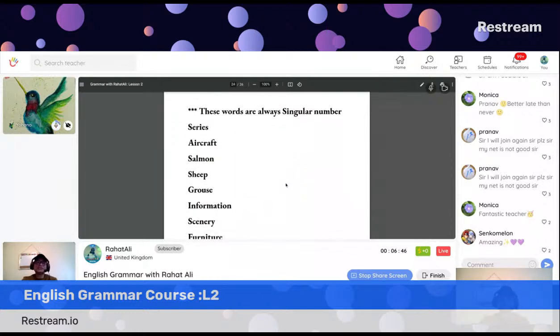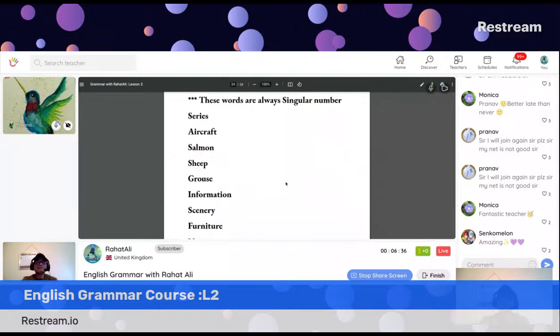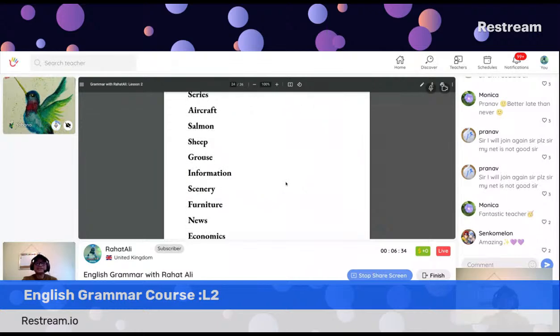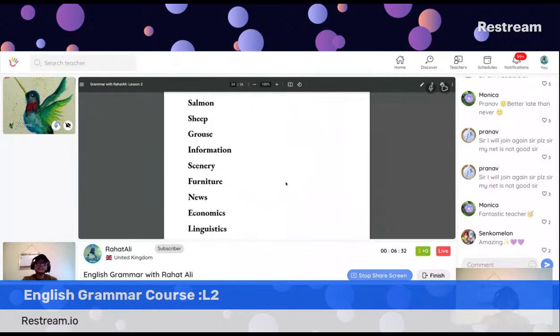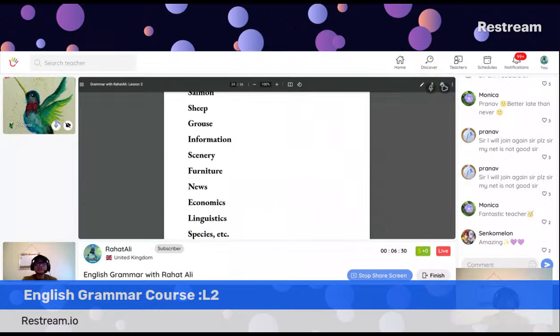Remember some of these words: series, aircraft, salmon, ship, grouse, information, scenery, furniture, bread. I didn't add bread. News, economics, linguistics, species.